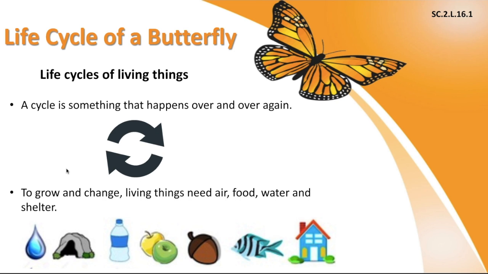To grow and change, living things need air, food, water, and shelter. So all living things need air, food, water, and shelter. They need air to breathe, food to eat, water to drink, and shelter to keep them safe. Now, shelter doesn't just mean living in a house. It can also mean living in a tree, digging underground. Animals live in lots of different places.